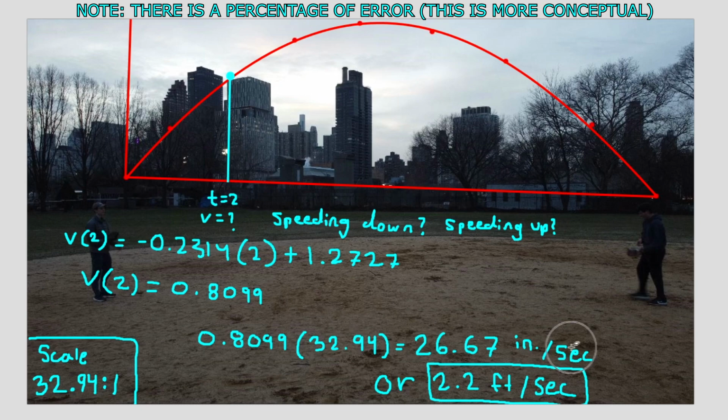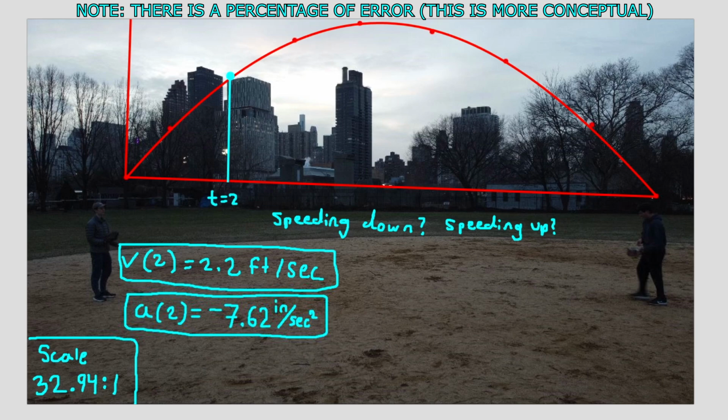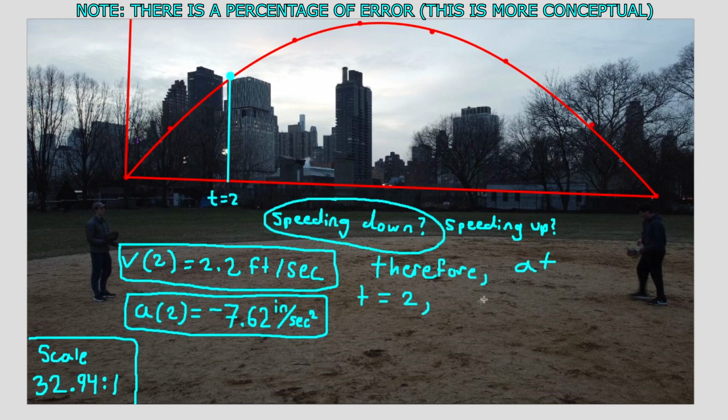Now, if we want to calculate if the ball is speeding up or speeding down, let's write down our velocity at 2 seconds and our acceleration at 2 seconds. As you can see, at 2 seconds the velocity is positive and the acceleration is negative. This means that the ball is speeding down. If they were to be speeding up, the velocity and acceleration would be the same sign.